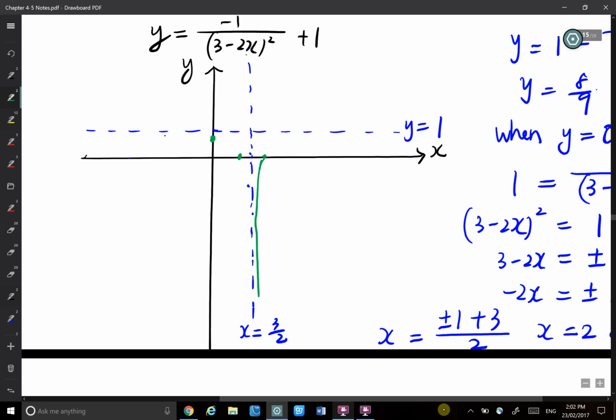So the graph will go through this way and this way. Try to draw it parallel in the end. That is (2, 0) and (1, 0). And here is (0, 8 over 9).